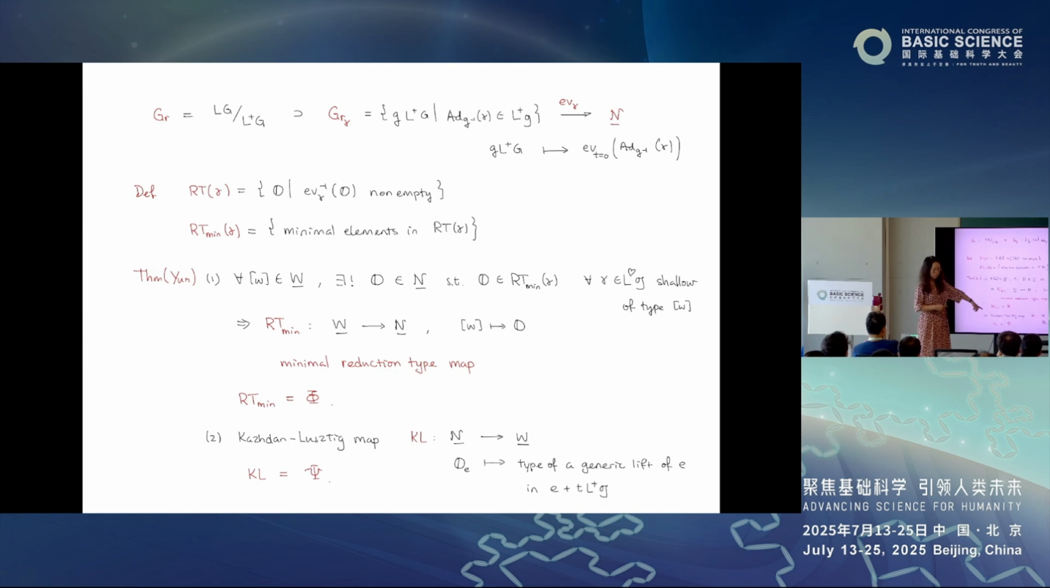This was already constructed by Carter and Lusztig, which is: you start from the nilpotent orbit, and then you can take what is called a generic lift of it. It's like in the set E plus T times L plus G, you have an open part where elements are all of type W, and so you take an element there. Zhi Wei also showed that this Carter-Lusztig map matches the section psi before.